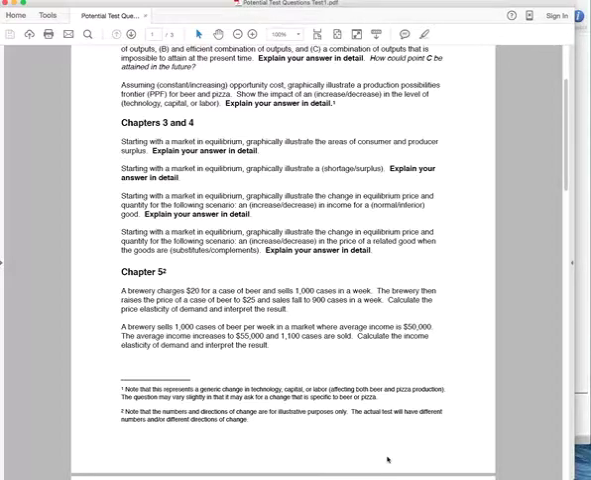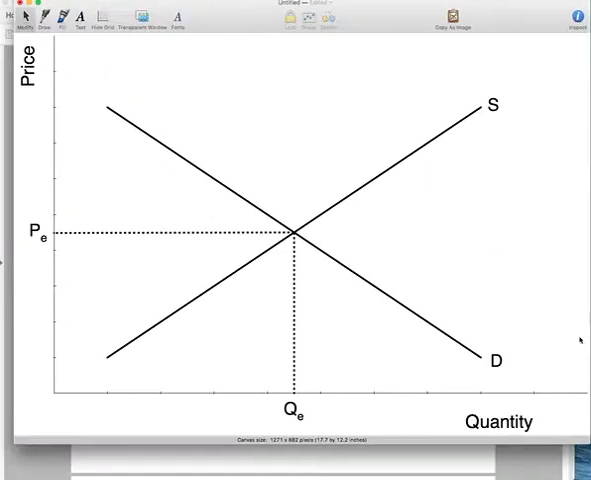Starting with the market in equilibrium, graphically illustrate the areas of consumer and producer surplus. This is what your graph should look like anytime you see a problem that states starting with the market in equilibrium. In this equilibrium, we have our downward sloping demand curve and our upward sloping supply curve. The law of demand states that there's an inverse relationship between price and quantity demanded, hence we have a downward sloping demand curve. And the law of supply says there's a positive relationship between price and quantity supplied, therefore we have an upward sloping supply curve.